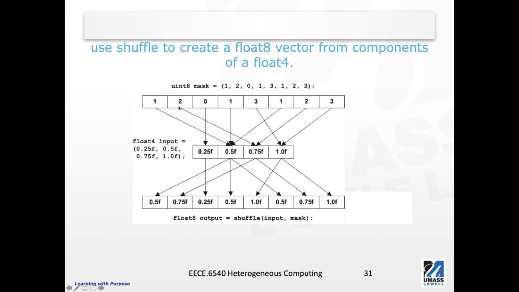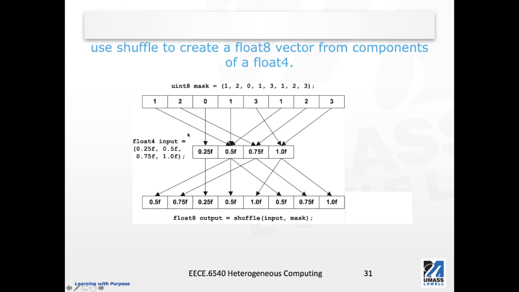Let's look at this example. We're going to use the shuffle instruction to create a float8 vector from a float4. Just to remind you that float4 defines a vector that has 4 elements, 4 floating point numbers, whereas float8 defines a vector of 8 elements, and each of them is a floating point number.